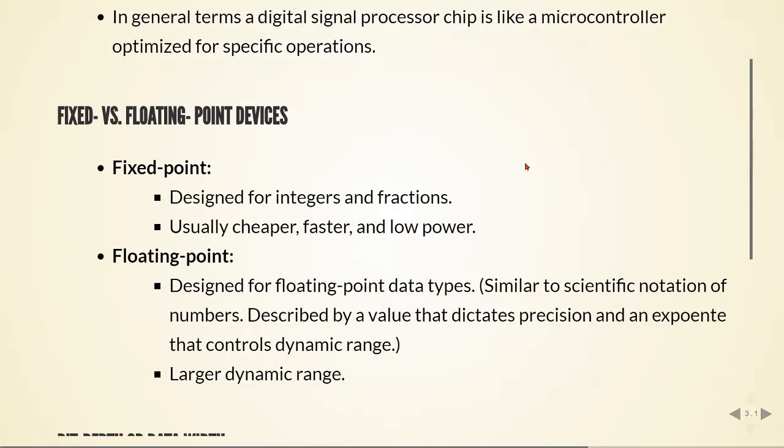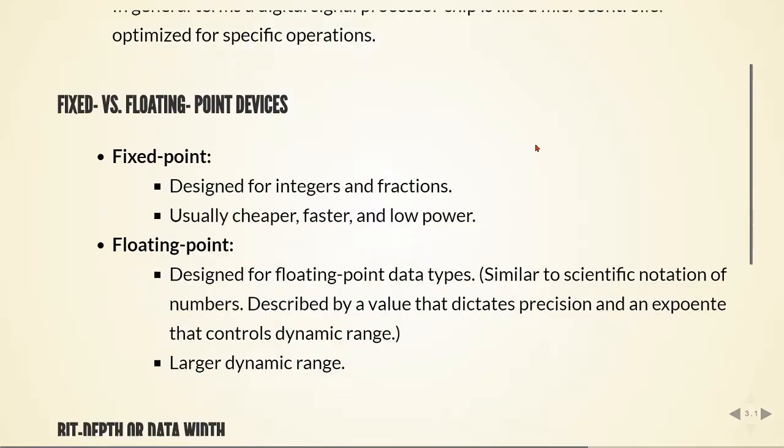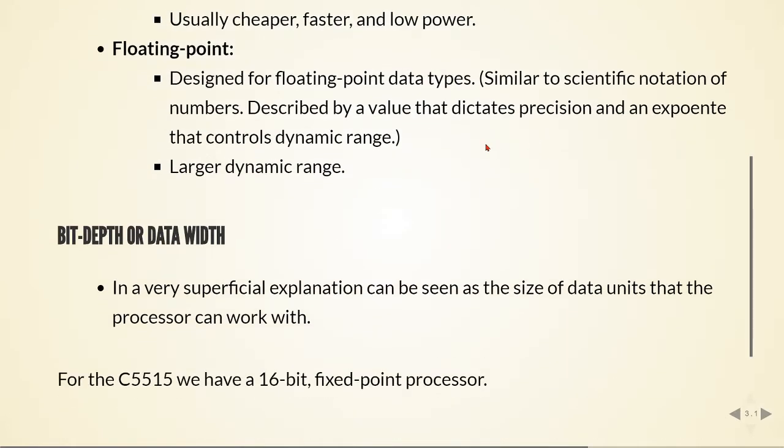Another important part of the digital signal processor is the number of bits. In a very superficial explanation, the number of bits can be seen as the size of the data units that the processor can work with. So for example, the C5515 is a 16-bit fixed point processor. And there are also processors which are 24 bits, 32 bits, 64 bits, and all these bits are related to registers, to memory, to addresses. So yeah, in a very superficial explanation, it's something like the size of the data units that the processor can handle.